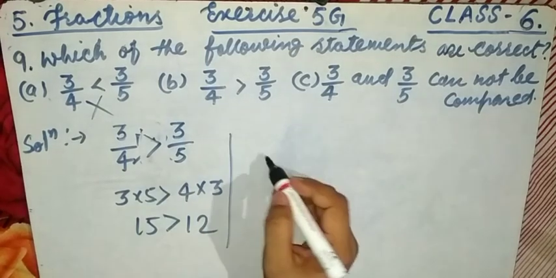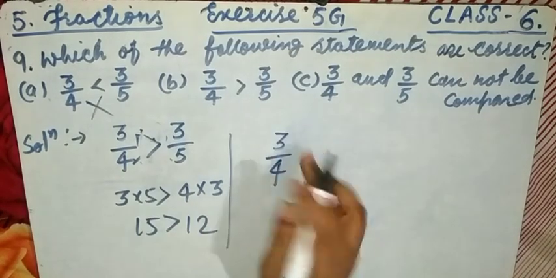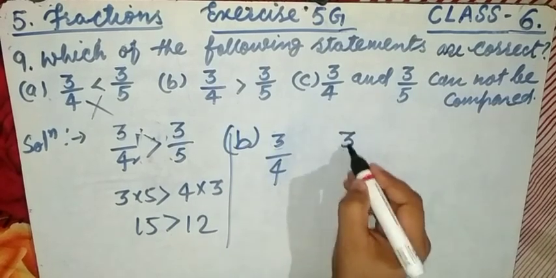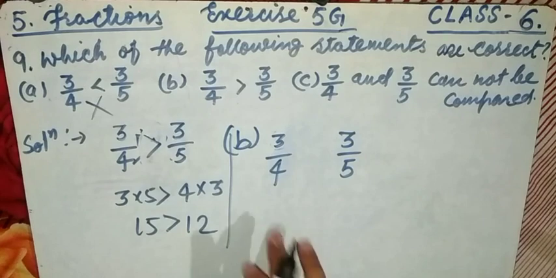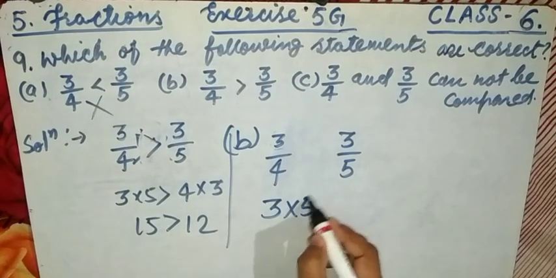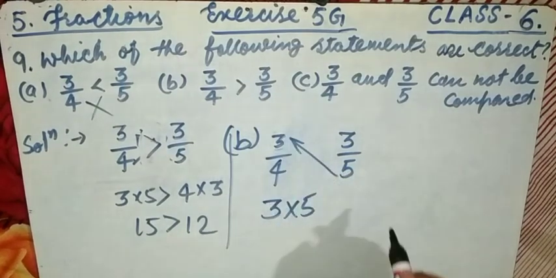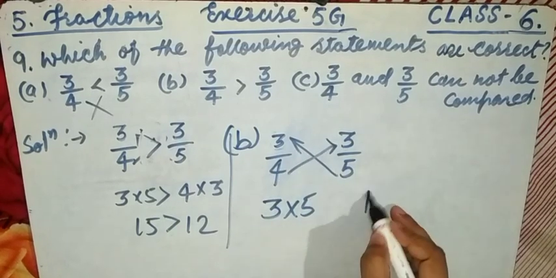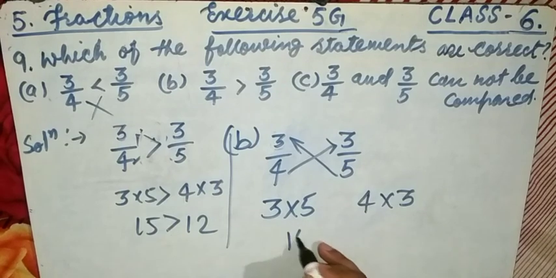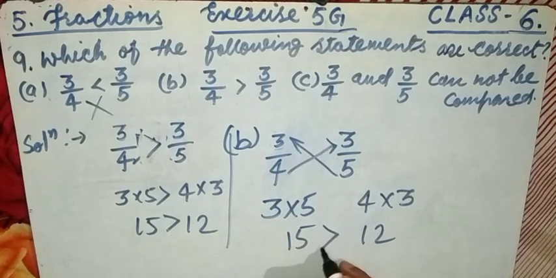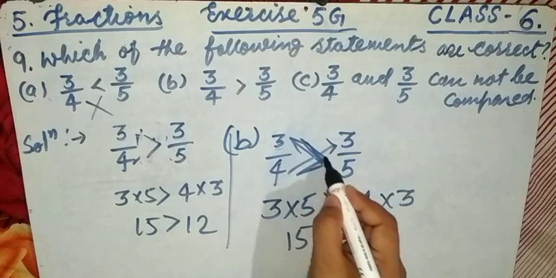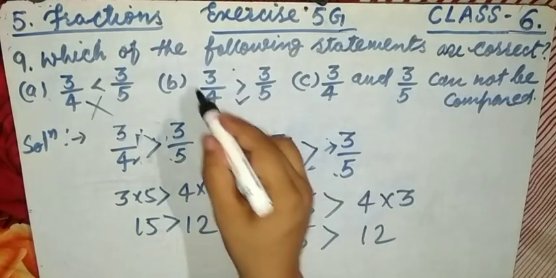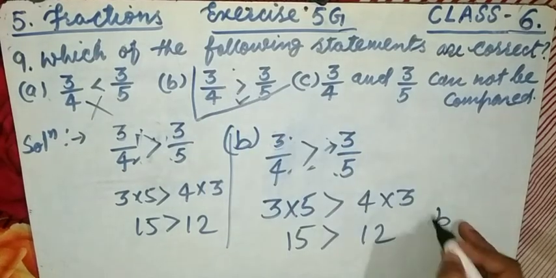Now think of this 3 by 4 in B, 3 by 4 and 3 by 5. Let me calculate. 3 multiplied by 5, and 4 multiplied by 3. Yes, this is 15, this is 12. Yes, 15 is greater than 12. Here the sign is correct, so this option is correct, which means answer B is correct.